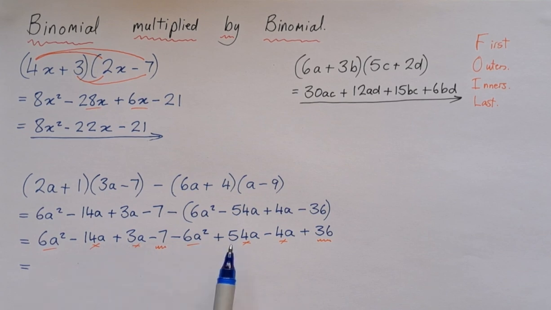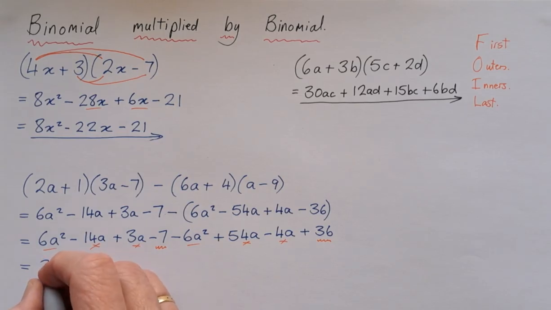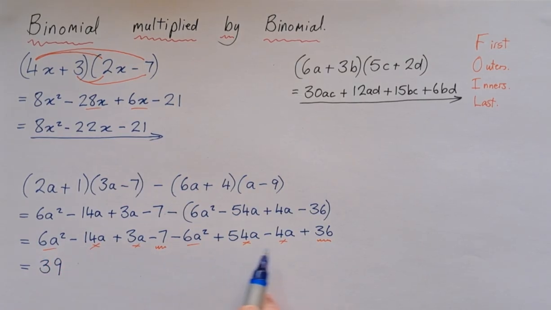Now I need to look at all my a terms. So negative 14 plus 3 is going to give me negative 11. Negative 11 plus 54 is going to give me 43, and 43 minus 4 is going to give me 39a. Remember, I was just talking about all the numbers, but they're all a terms, and so when I've processed the coefficient part, the number part, then I need to write a next to that answer.